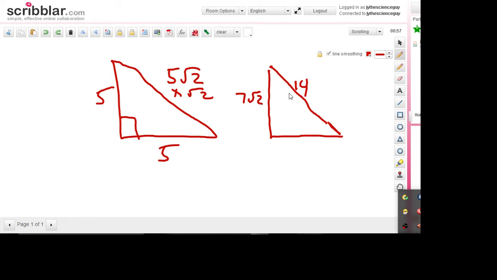14. That's it. No root 2. Only one of the numbers has a root 2 in it. So what would this side be? 7 root 2. So when you're going the other direction, you multiply these two numbers and you get rid of the root 2. That's all you do. It's not too hard to remember, right?